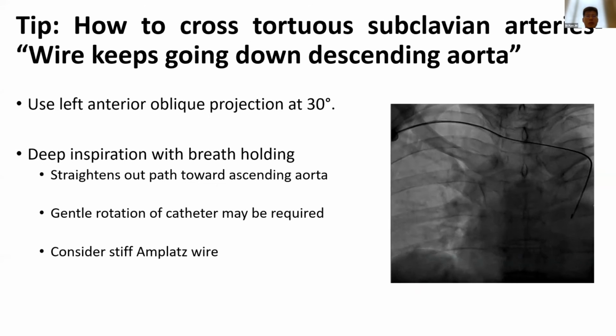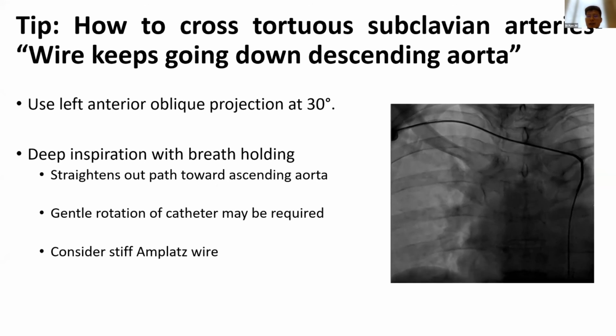Now, another common situation that we may encounter is the wire keeps going down the descending artery in the setting of a tortuous subclavian artery. An optimum view to assess the ascending artery is that of an LAO projection at 30 degrees. At this projection, there's less superposition of the different segments of aorta and it opens up the aortic arch. A recognition of the position of the guide wire in either the ascending or descending aorta is then made possible.